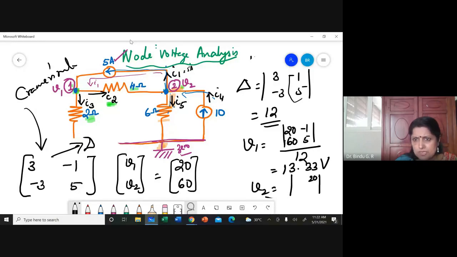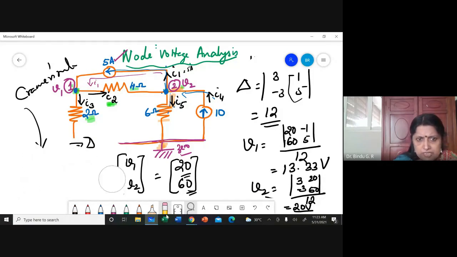Similarly, V2 will be the second column changed. Second column will be 20, 60. You will replace by these values. And the first column remains the same, 3 minus 3, divided by 12. Again, delta 12. That V2 you will get as 20 volt. Now, suppose you are asked to find out current I2, or let me write all those things here. Okay, check whether you are getting all these values.